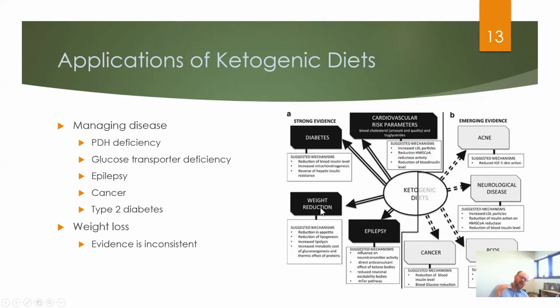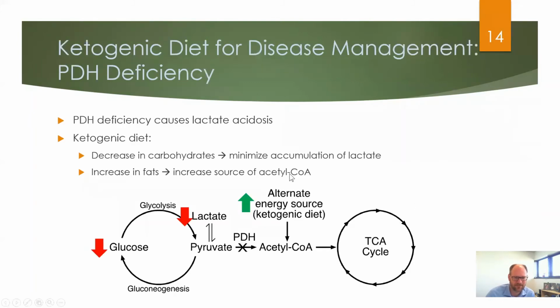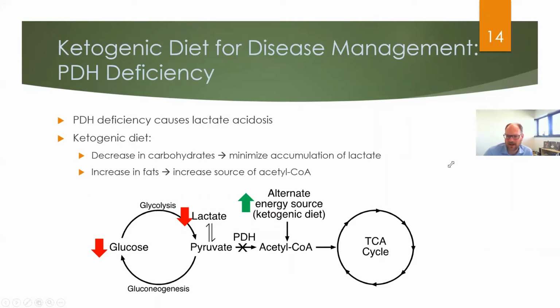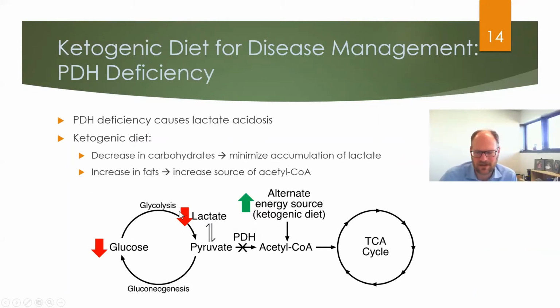Now, not all of the evidence in support of this is rock solid, and I'd like to go through a few of these here, case by case, and let's start to unpack them and see what the evidence is for the ketogenic diet. Now, I think one of the most clear-cut examples of how the ketogenic diet could be useful is in the context of pyruvate dehydrogenase deficiency.